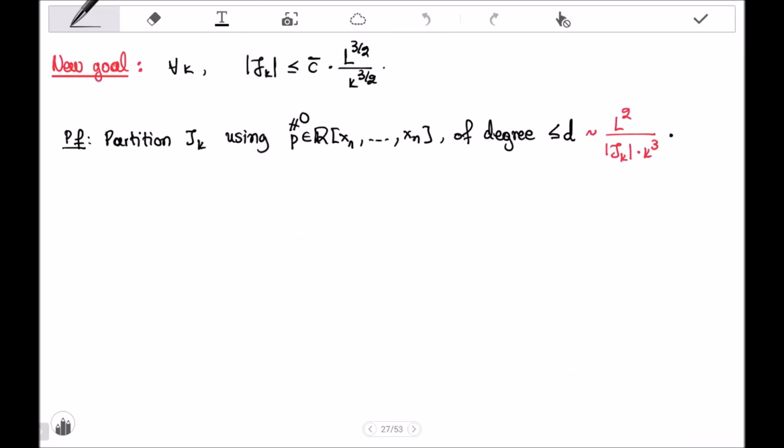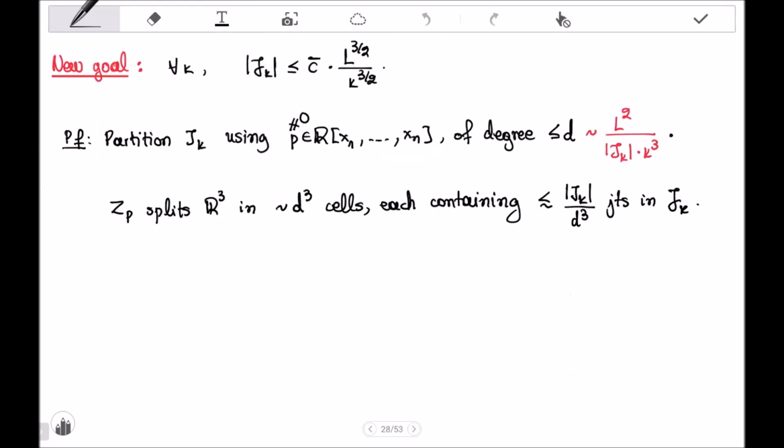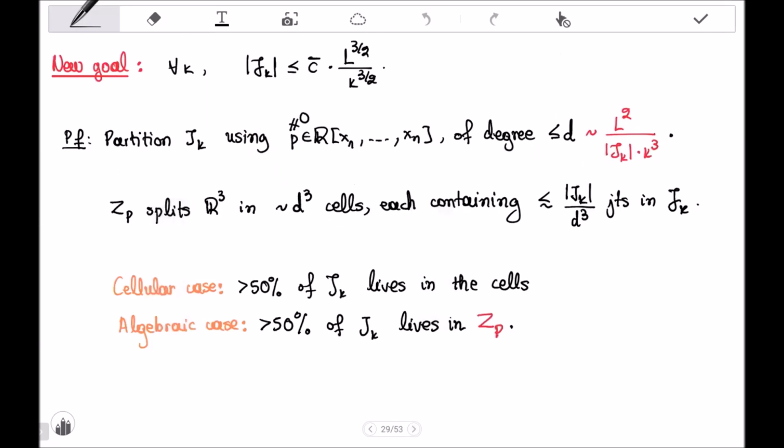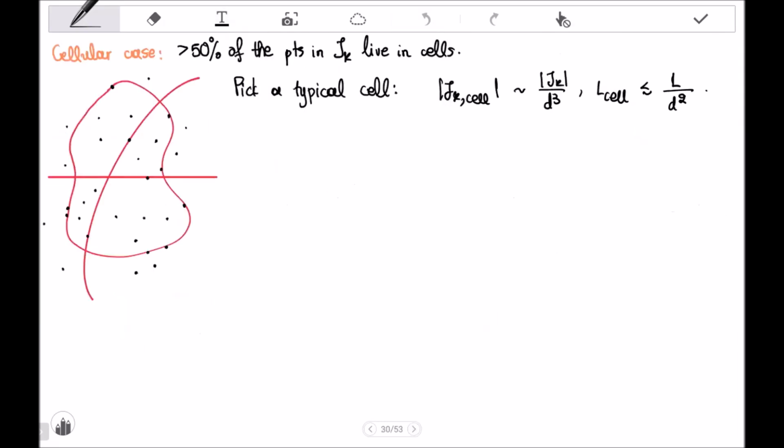So here's my new goal. I will partition again, and I'm saying already that the degree I will use is this. And of course, like before, I have d to the 3 cells, each contributing at most its fair share of points. I have 2 cases, the cellular and the algebraic, and my goal was to get rid of the cellular one. Like before, we have many points there. We know the numerology of the cell, how many points and how many lines intersected. And now we will apply some Erdös for the points and lines in that cell.